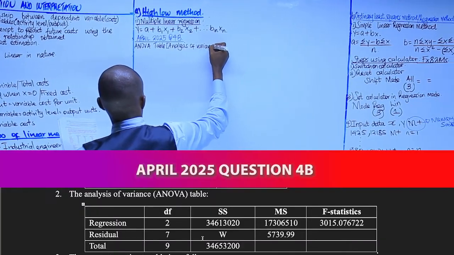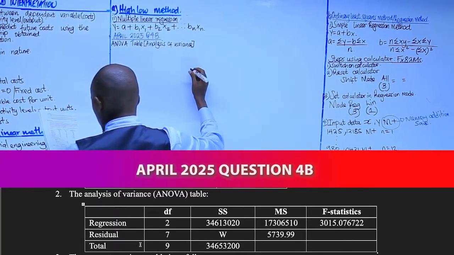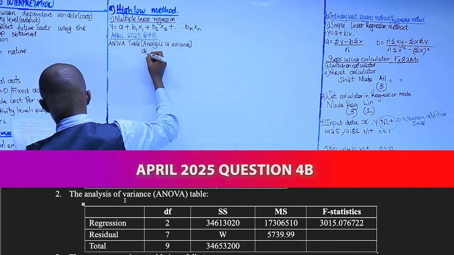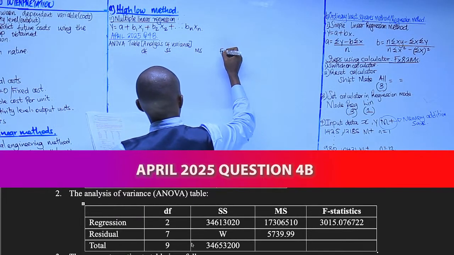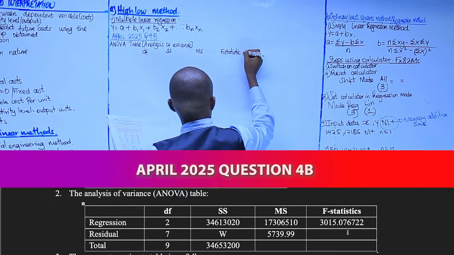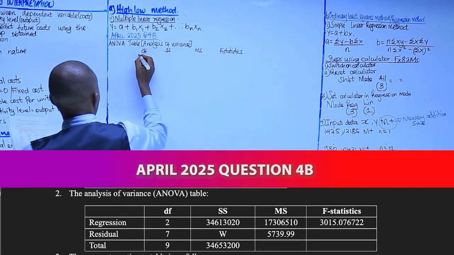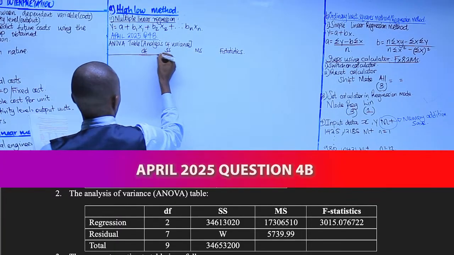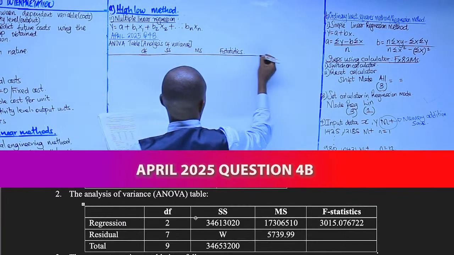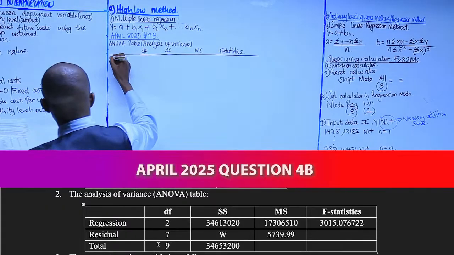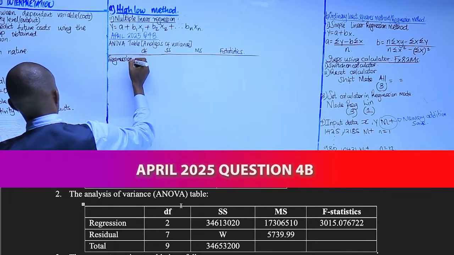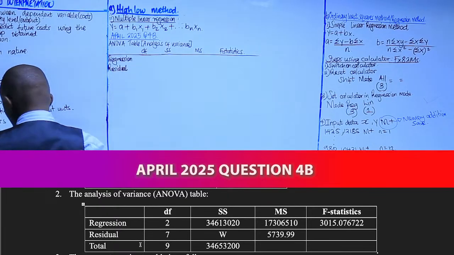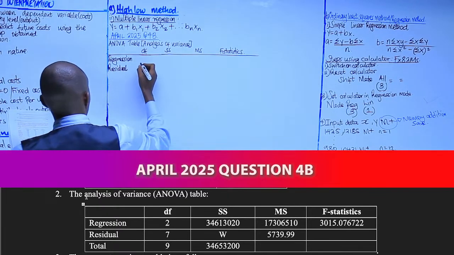Analysis of variance table. I'm copying this so that I can show you how you obtain your various equations when you're given an ANOVA table. I want to show you how you get your regression equation. So you have your regression, which is also known as model, and residue, which is also known as error.